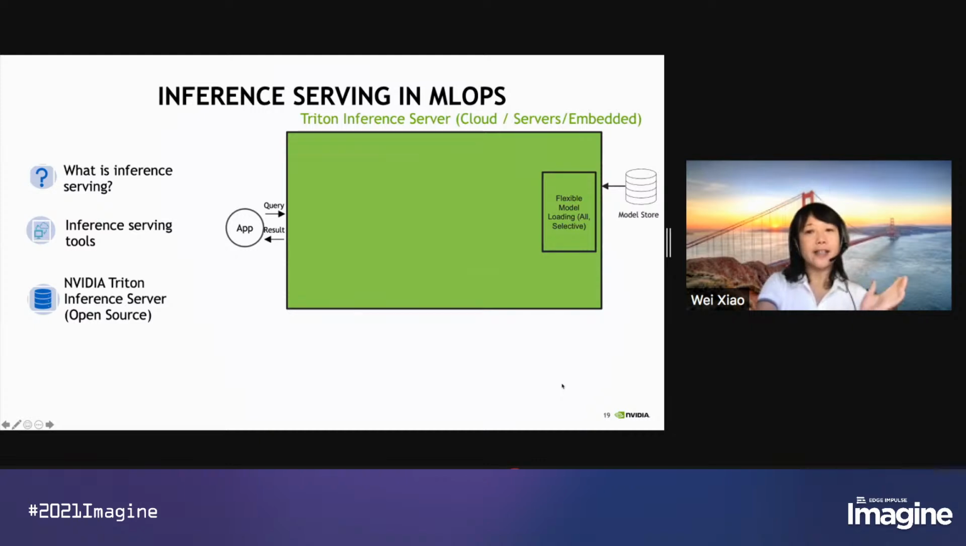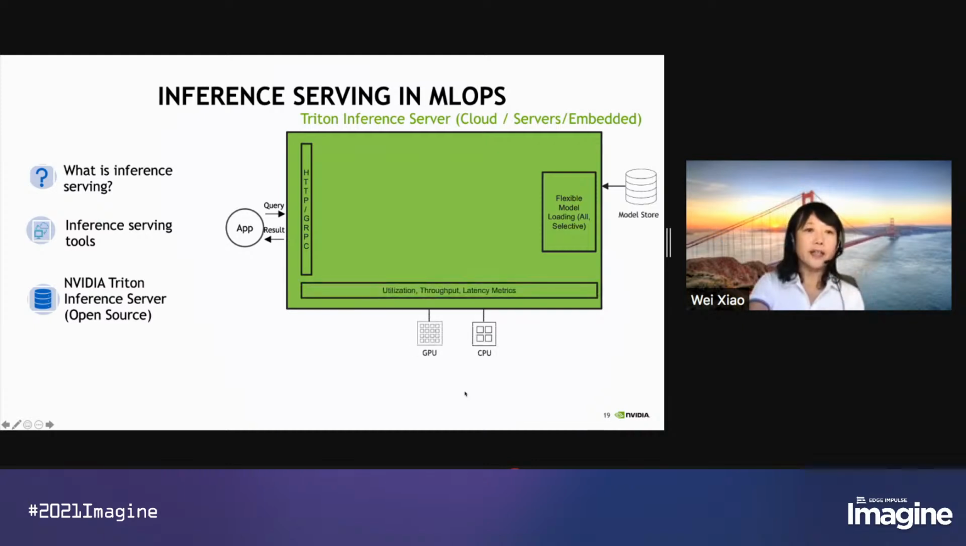The Triton client sends an inference request to the server, which pulls the machine learning models from the model repo and sends the inference results back to the client. The programming interface between client and server can be HTTP or gRPC. Triton Inference Server also supports CPUs and GPUs. You can also integrate it with Kubernetes in order to scale up and scale out.